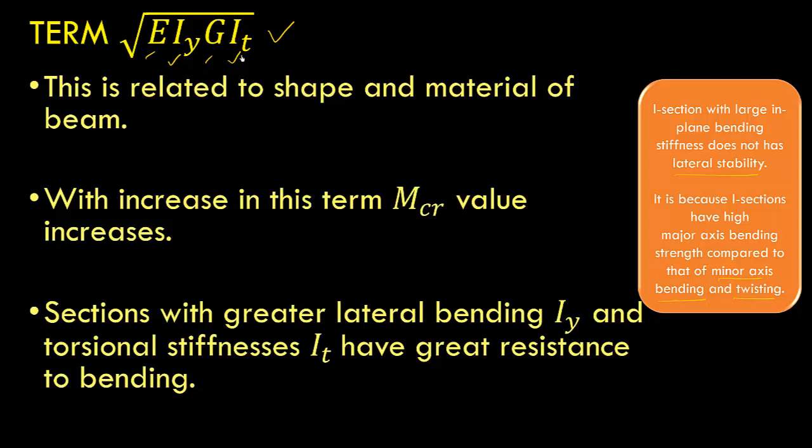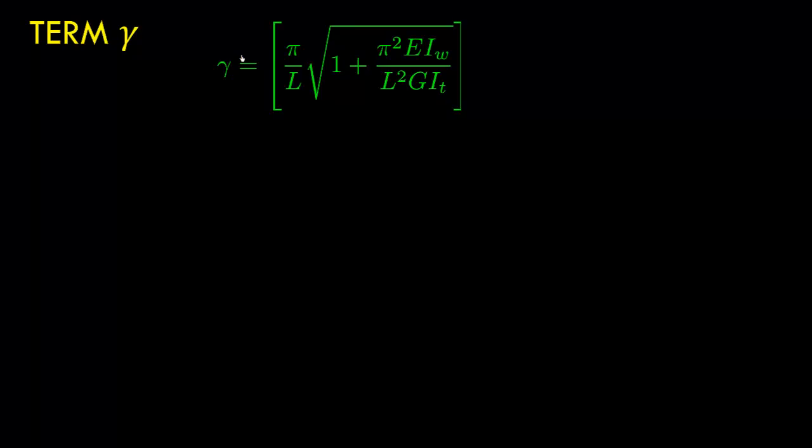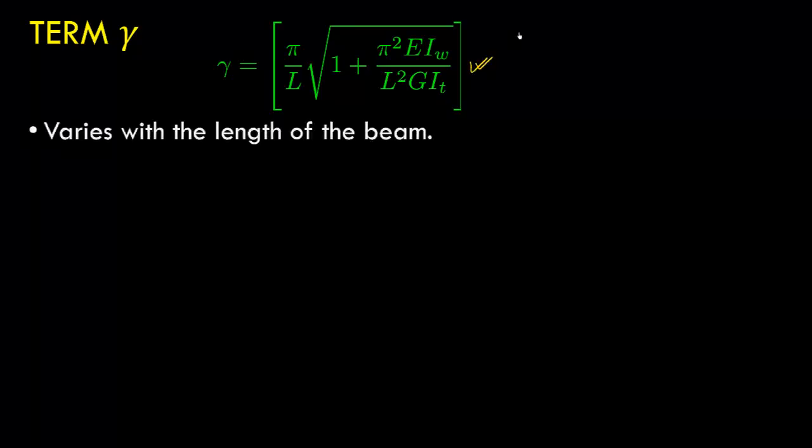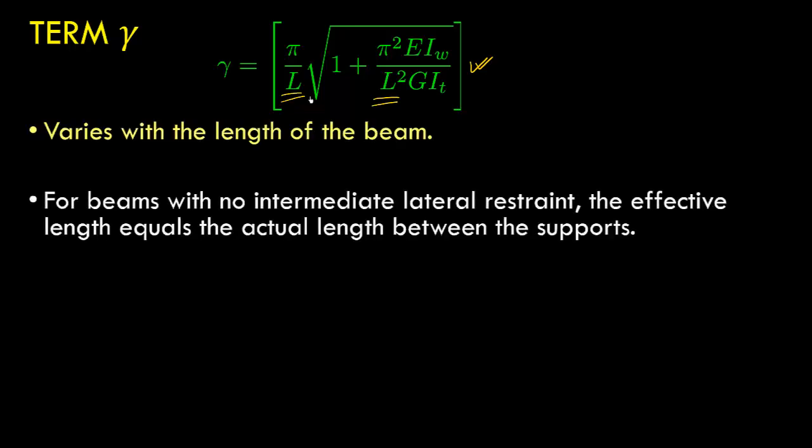Now we have discussed two terms in the MCR expression. First is C1, another is the square root of E I_y and G I_T, and the next term, the third, is gamma. This is a constant, and it varies with the length of the beam. You see in this expression we have length, so gamma depends upon the length of the beam. For a beam with no intermediate lateral restraint, the effective length L is equal to the actual length between the supports.